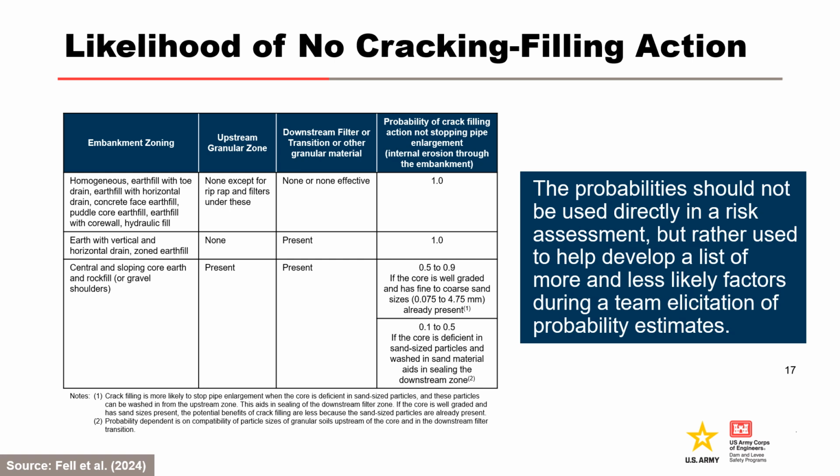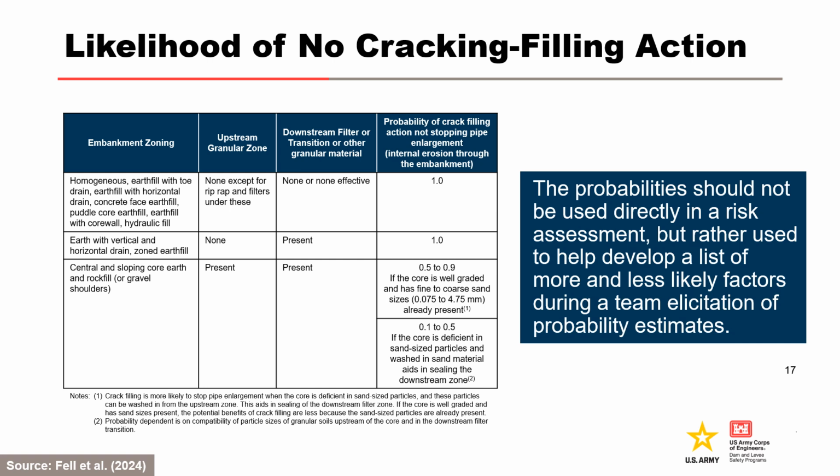If an upstream granular zone and downstream filter, transition, or other granular material is present, crack filling action is dependent on the compatibility of the particle sizes of the granular soils upstream of the core and in the downstream filter transition. Crack filling is more likely to stop pipe enlargement when the core is deficient in sand-sized particles, and these particles can be washed in from the upstream zone. This aids in sealing of the downstream filter zone.